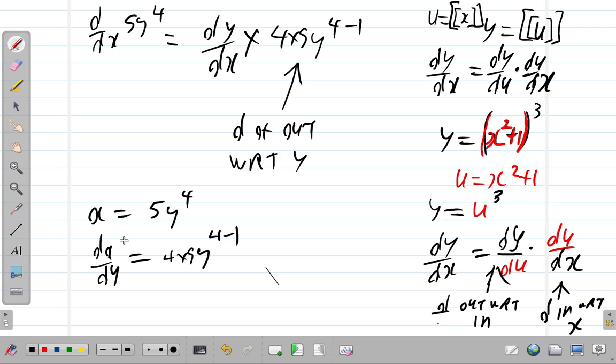So this is the derivative of the outside function, the derivative of A with respect to y. A is equal to 5y to the 4th, dA by dy is 4 by 5y to the 4 minus 1. Now over here, what you have is the derivative of the function with respect to y. So you say 4 by 5y to the 4 minus 1.